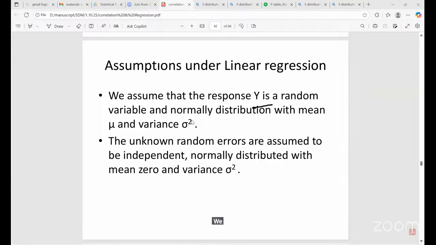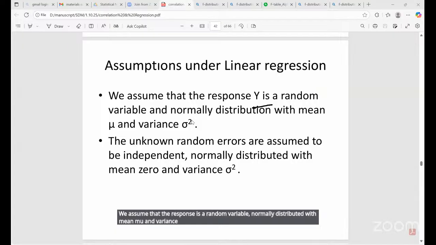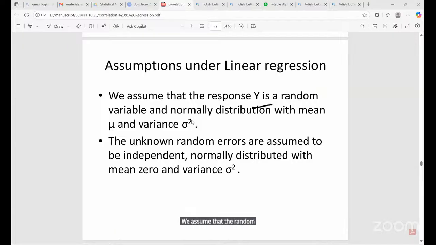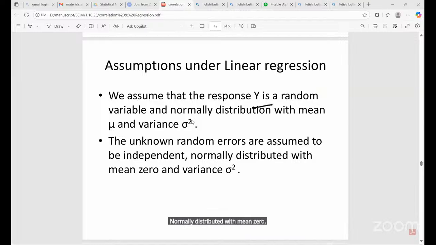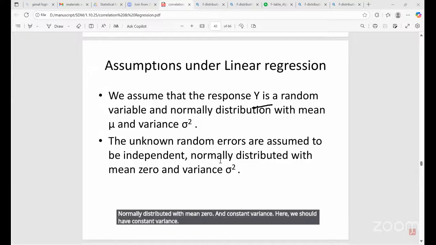We assume that the response is a random variable, normally distributed with mean mu and variance sigma squared. The random errors or residuals are assumed to be independent, meaning they are not correlated, normally distributed with mean 0 and constant variance. Here we should have constant variance sigma.